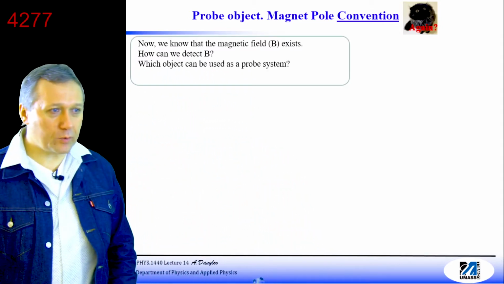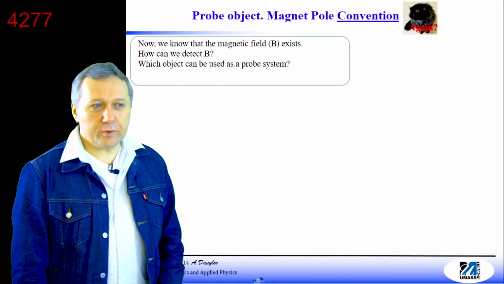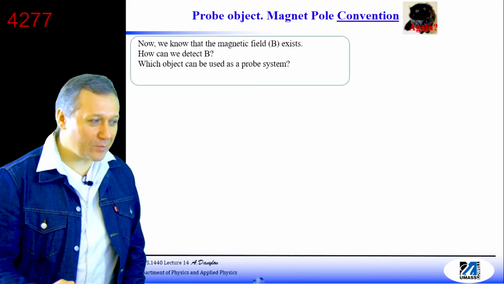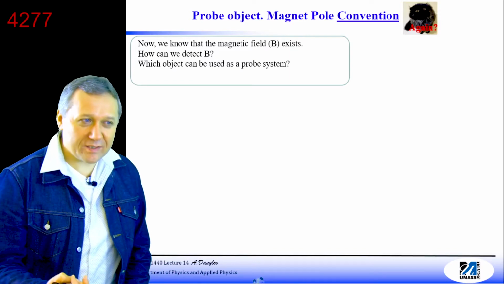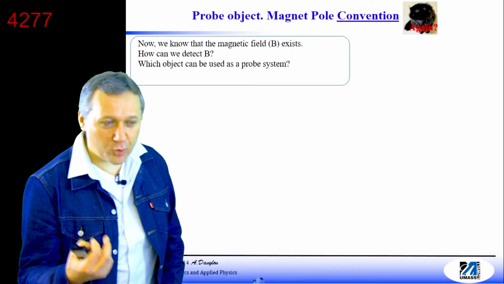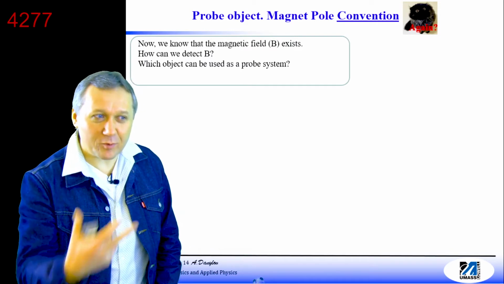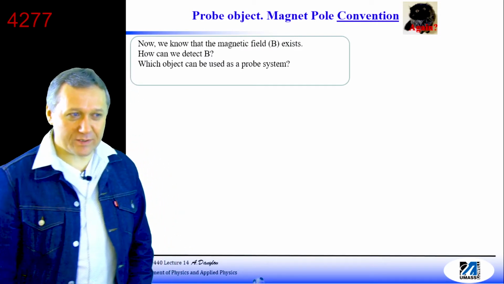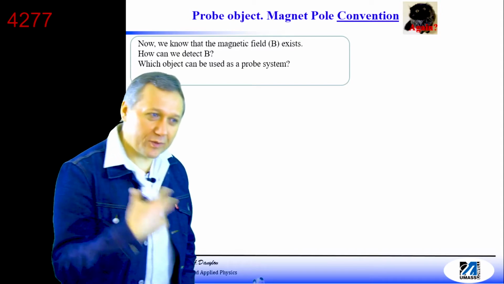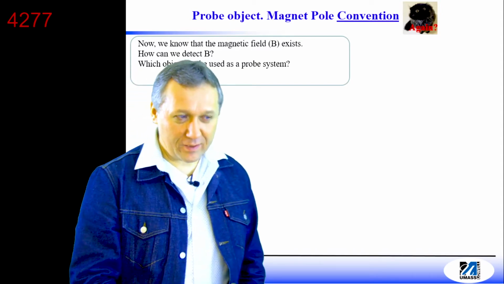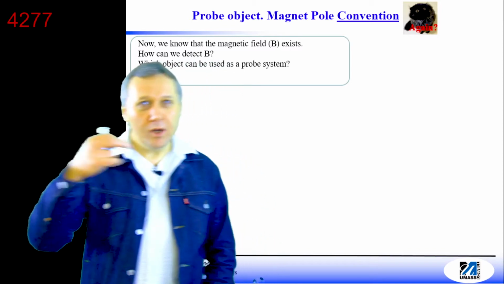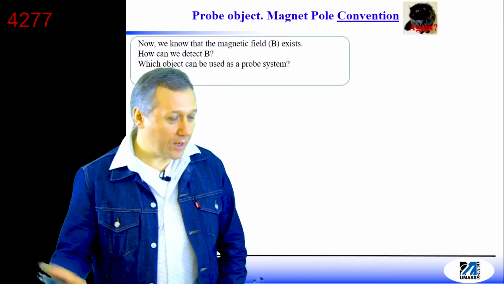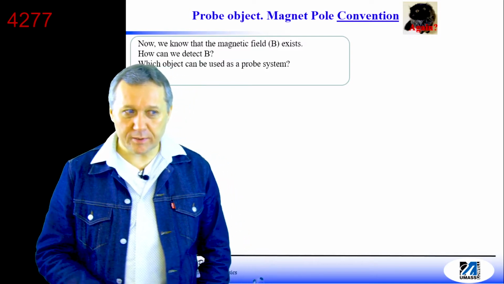And of course, the logical question: how can we detect a magnetic field? Again, basically the question is about which system can be used as a probe system. You remember the same question we raised at the beginning of this semester when we started moving into the world of magnetism. Back then we used a small positive probe charge as the probe system. Now we have to introduce something similar here.